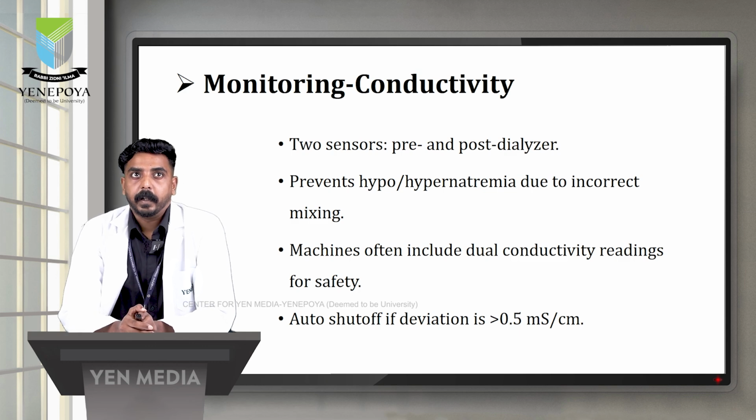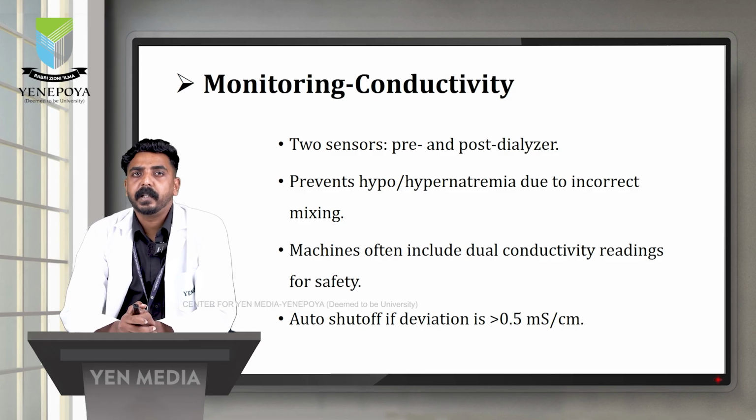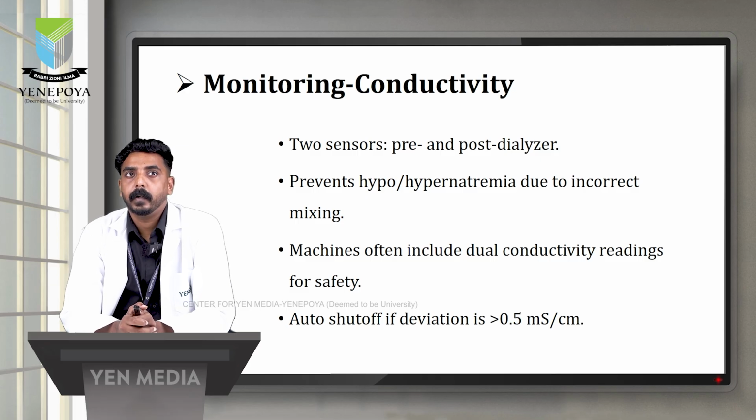Monitoring of conductivity. There are mainly two sensors, pre and post dialyzer. It prevents hypo or hypernatremia due to incorrect mixing. Most machines include dual conductivity readings for safety. Auto shut-off will happen if the deviation is greater than 0.5 millisiemens per centimeter.